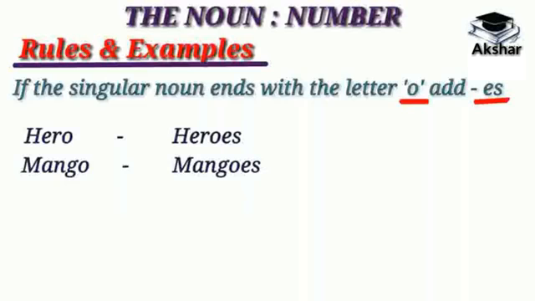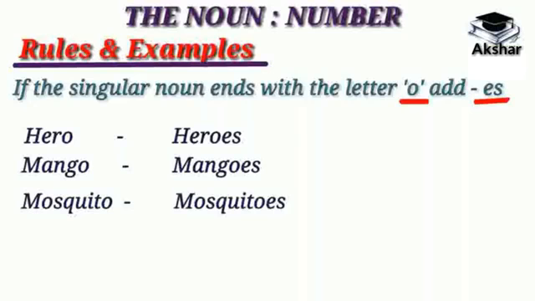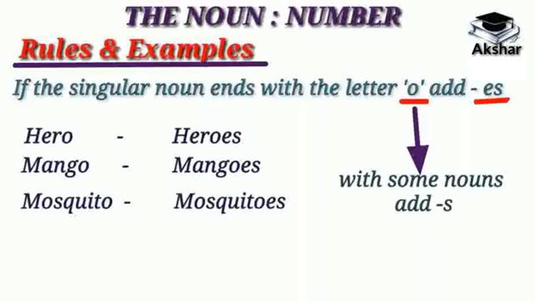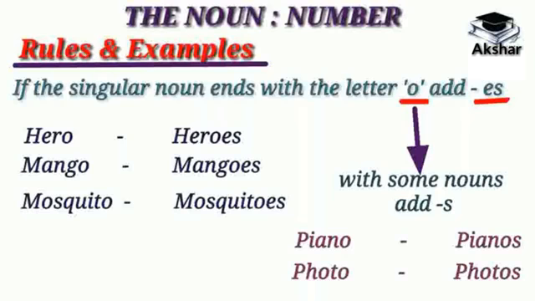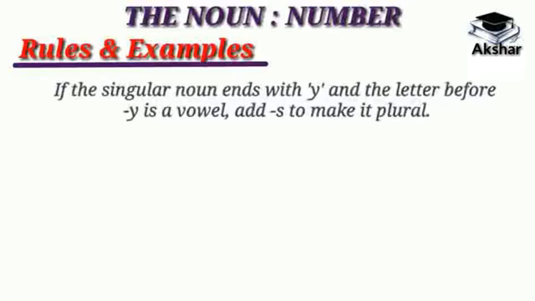So look at these examples. Hero is going to be changed into heroes. Mango is going to be changed into mangoes. Mosquito is going to be changed into mosquitoes. We are using es at the end because look at the last letter. It is o. That's why we are going to use es. But sometimes with some nouns we add only s.